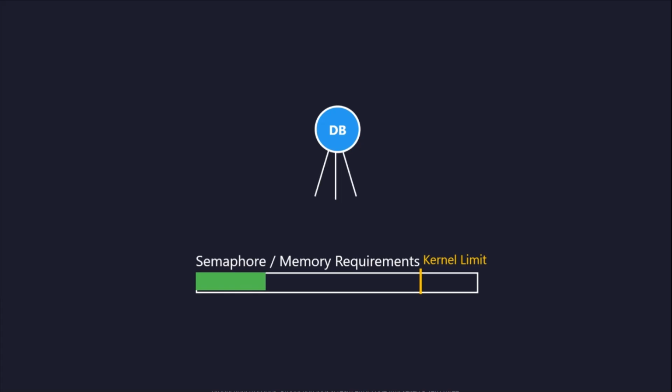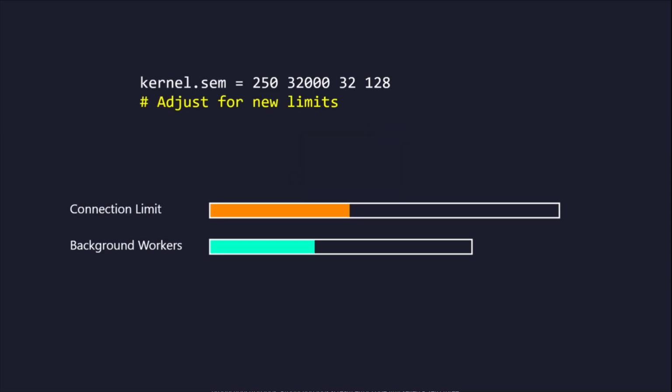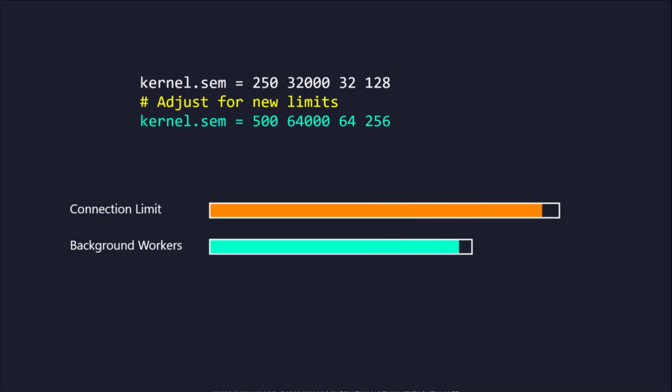Increasing connections requires more semaphores and shared memory. If the kernel limit for semaphores is too low, the database will fail to start. Adjust the kernel semaphores using sysctl.conf. Set the maximum number of semaphores to accommodate the new connection limit and background workers.